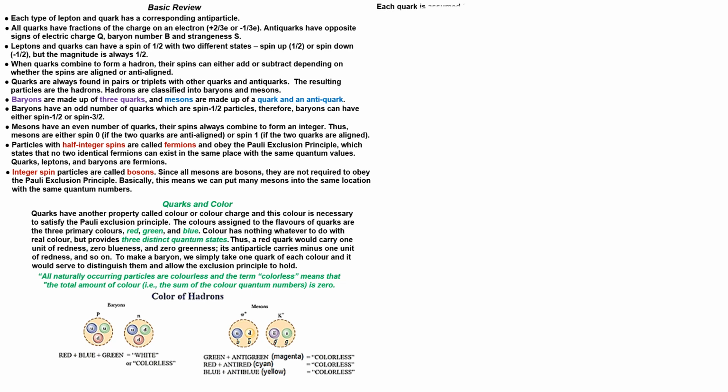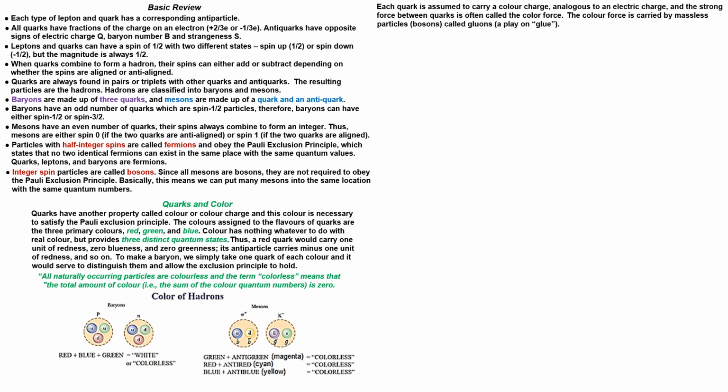Each quark is assumed to carry a color charge, analogous to an electric charge, and the strong force between quarks is often called the color force. The color force is carried by massless particles, bosons, called gluons. Each gluon is bicolored, carrying one unit of a color charge and one of an anticolor charge that allows it to transmit color when exchanged. So when a quark emits or absorbs a gluon, its color changes.